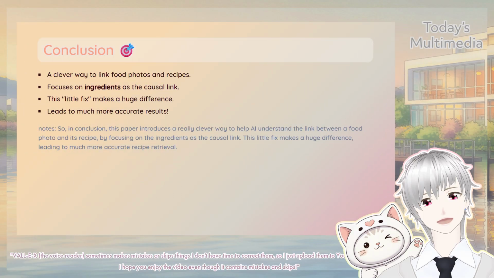So in conclusion, this paper introduces a really clever way to help AI understand the link between a food photo and its recipe by focusing on the ingredients as the causal link. This little fix makes a huge difference, leading to much more accurate recipe retrieval.